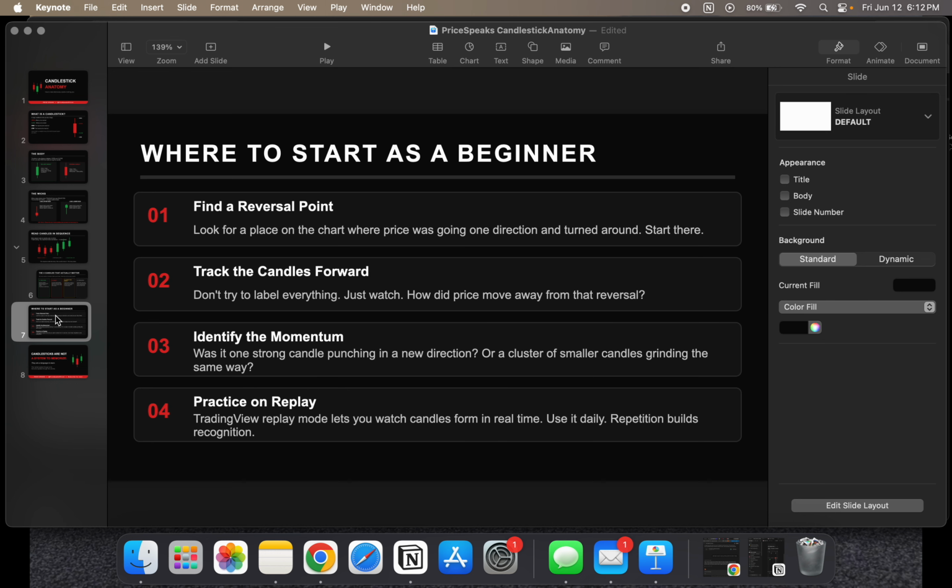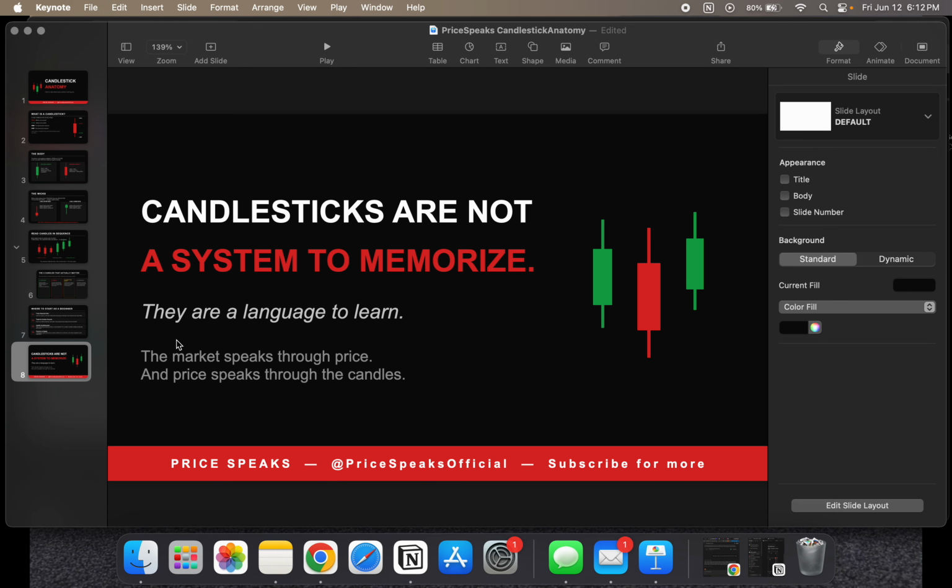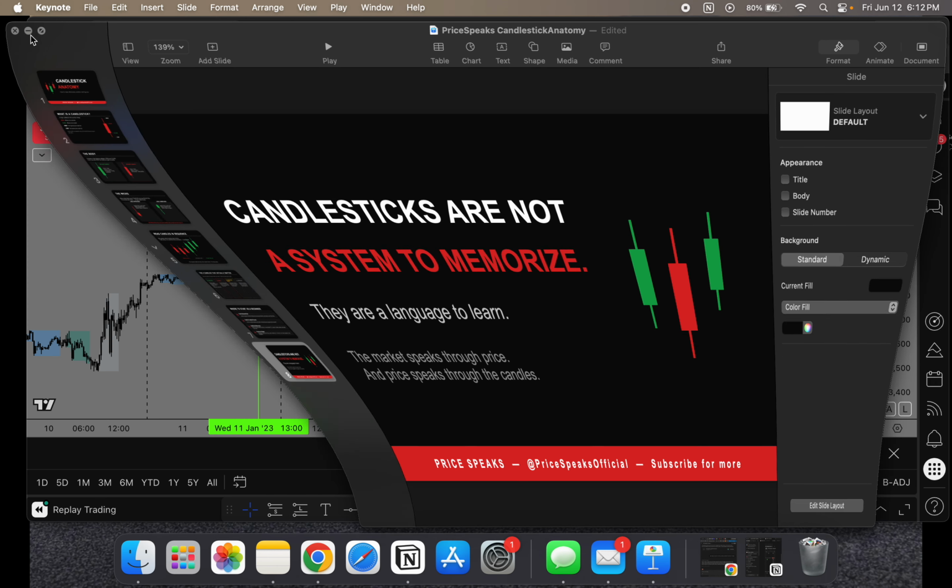So first, where to start as a beginner: we're going to find a reversal point on the charts, look at the candles, begin to track them, and start to form an understanding of how price moves through the market. It works best when you use the replay feature, or you are on the charts in real time when the market is open, so you can actually see how these candles fluctuate between the time periods and then how they close. So remember, candlesticks are not a system to memorize. They are a language to learn. So let's take a look at some candles.